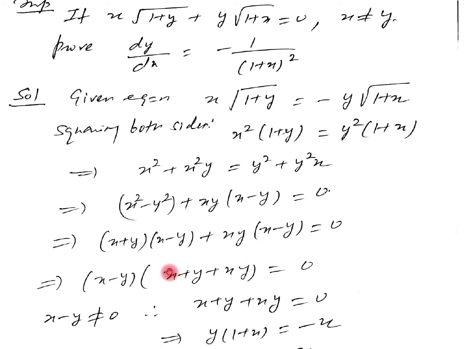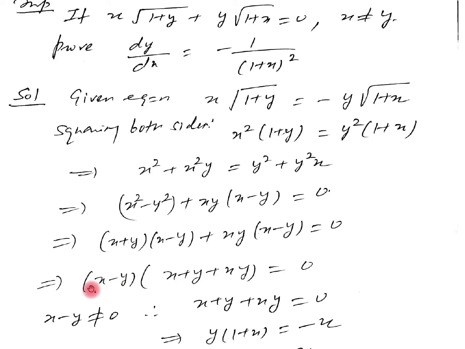Again, x minus y is common, so you can take it out here. We are left with x plus y equal to 0. Now in the question, the condition is given that x is not equal to y. Therefore, x minus y cannot be equal to 0, because if x minus y is equal to 0, then x equals y. But it is given in the question that x is not equal to y.